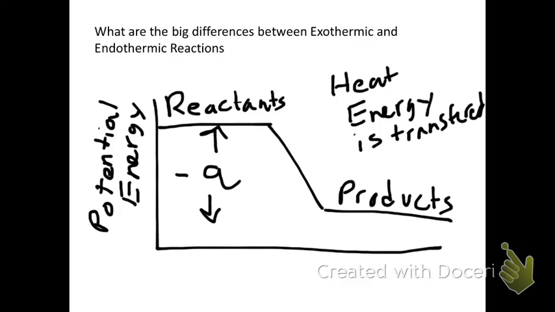So what kind of reaction is this? Well, this is an exothermic process, and this is what the graph indicates is an exothermic reaction. So make sure you understand that. In an exothermic reaction, heat is just being transferred from the system to the surrounding environment.